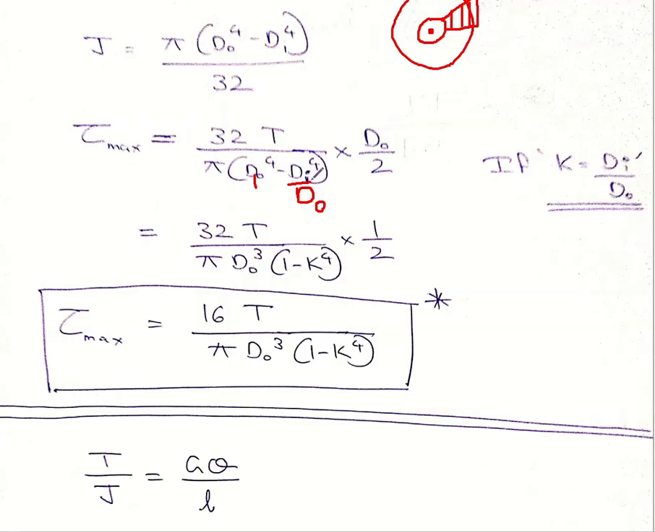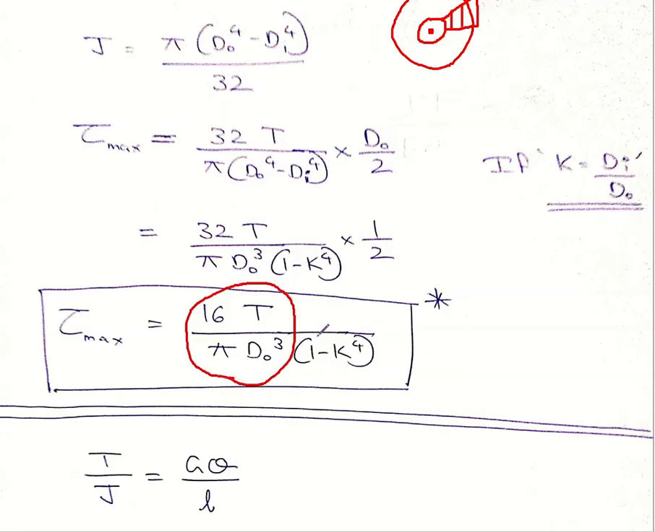And then I can substitute that as K raised to 4. That is what is written here. That is K raised to 4. So then dO and dO raised to 4, which is taken out, is cancelled. Similarly, 2 and 32 get cancelled. So the final equation boils down to 16T by pi dO cube, which is almost the same as the solid circular section.